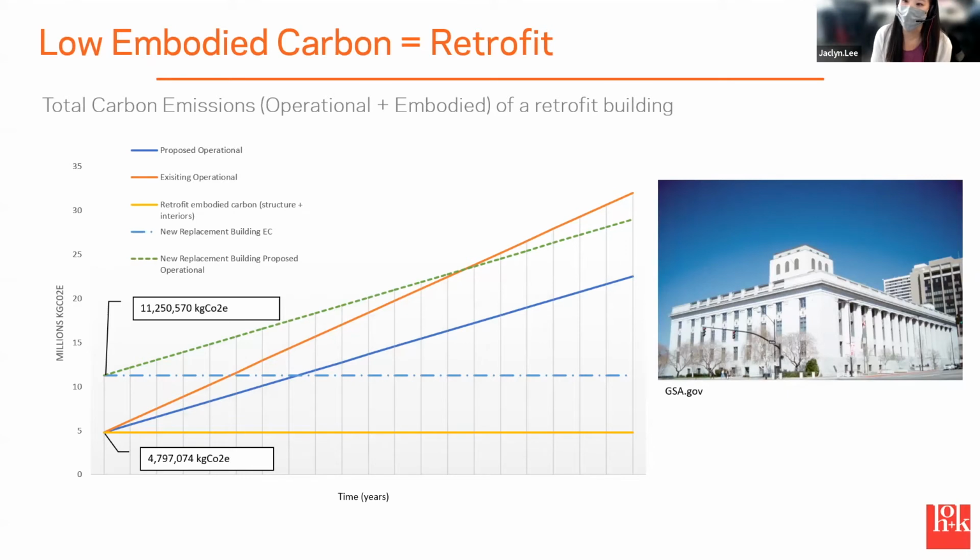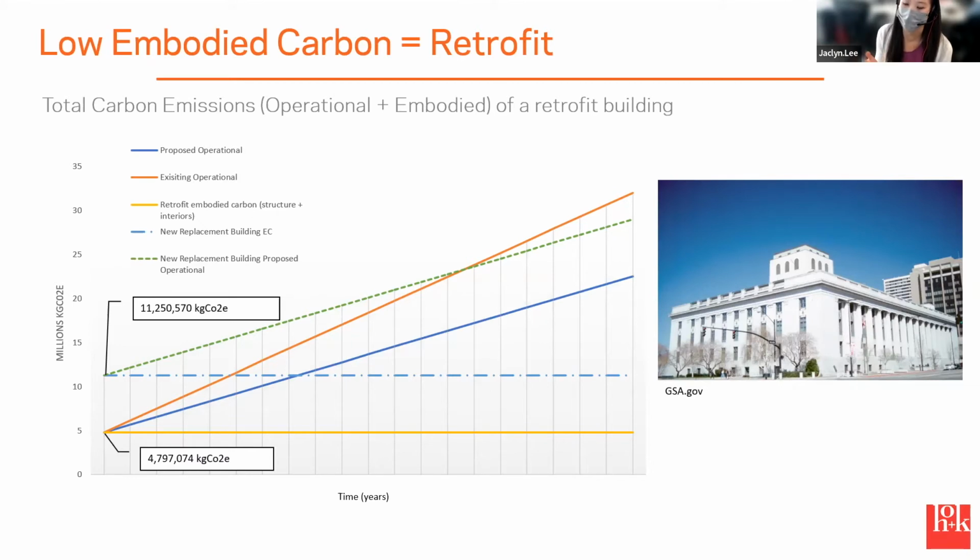And if it was just to operate as normal, it's that orange line that's just going to keep going up and up. But we looked at the embodied carbon and operational, and they were able to propose an operational carbon that is that blue solid line. And then we compare that to a new replacement building, as we've called it, which is those dashed lines. You can see that the embodied carbon of a new building is that dashed blue line.